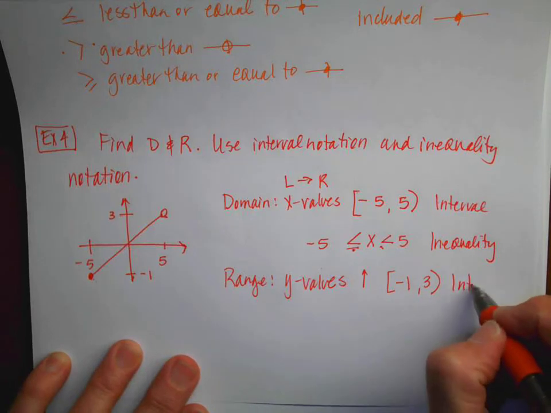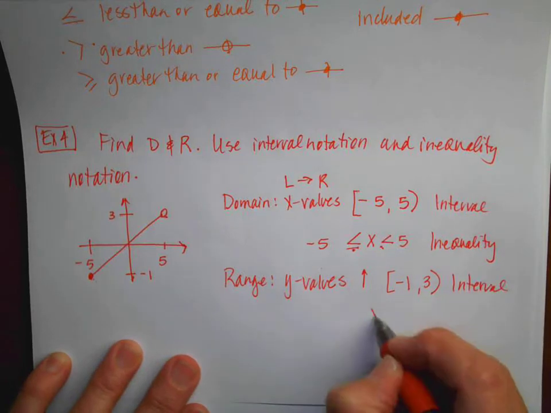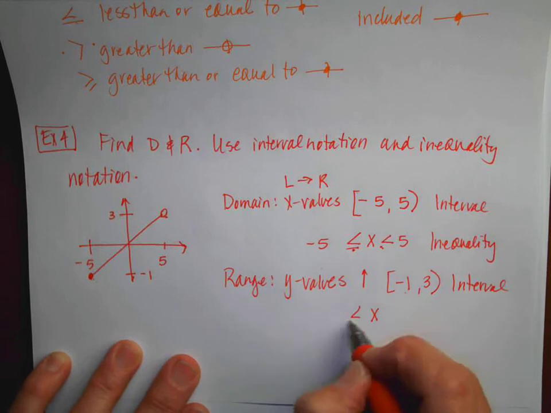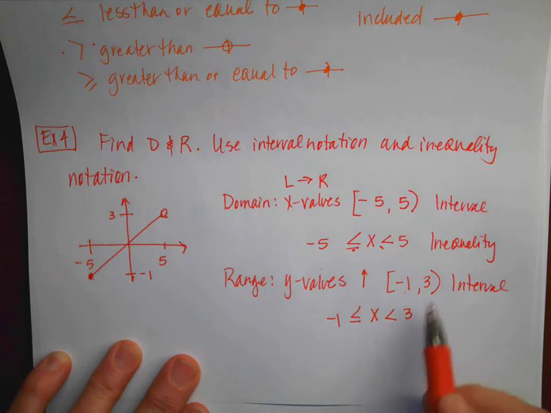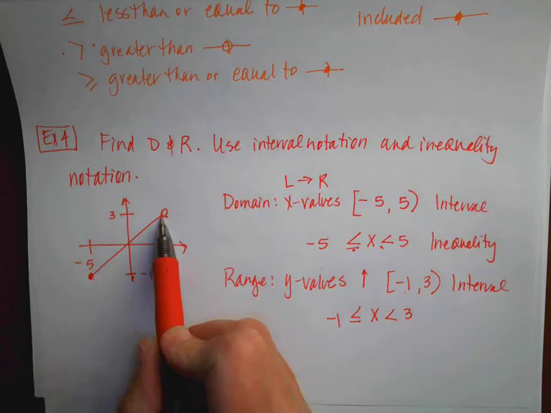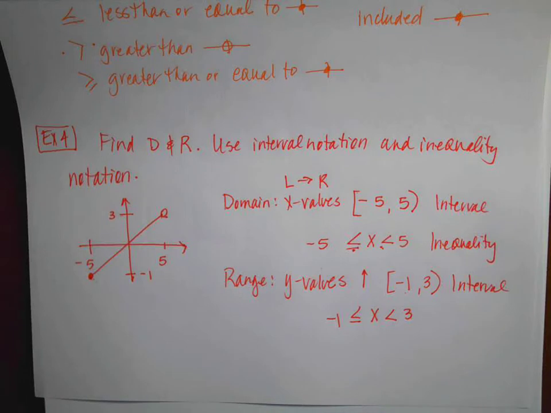Okay? And then if I wrote this in inequality notation, here's my y, greater than or equal to negative 1, and then less than 3. The 3 is not included because the 3 is an open circle. So that's kind of cool.